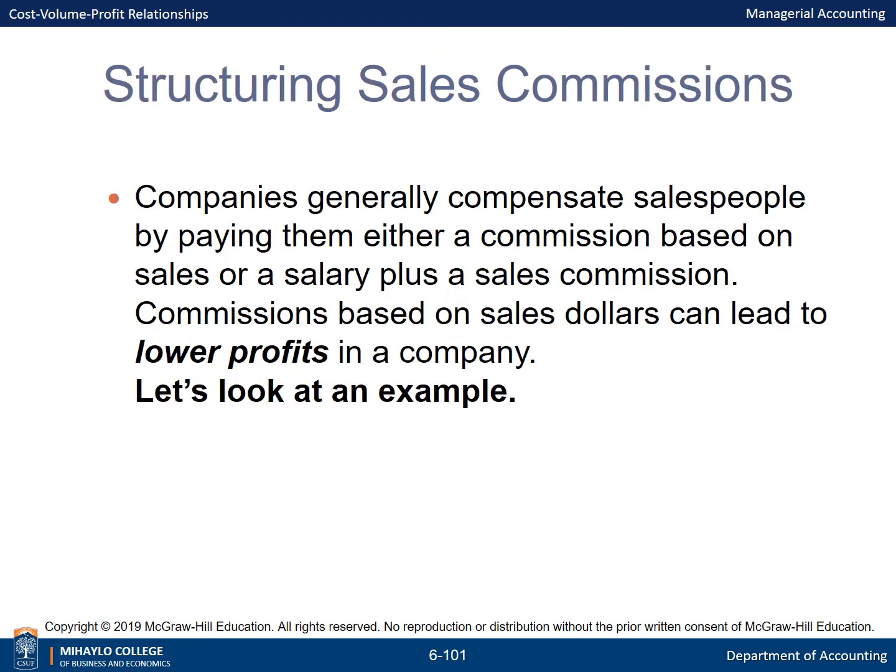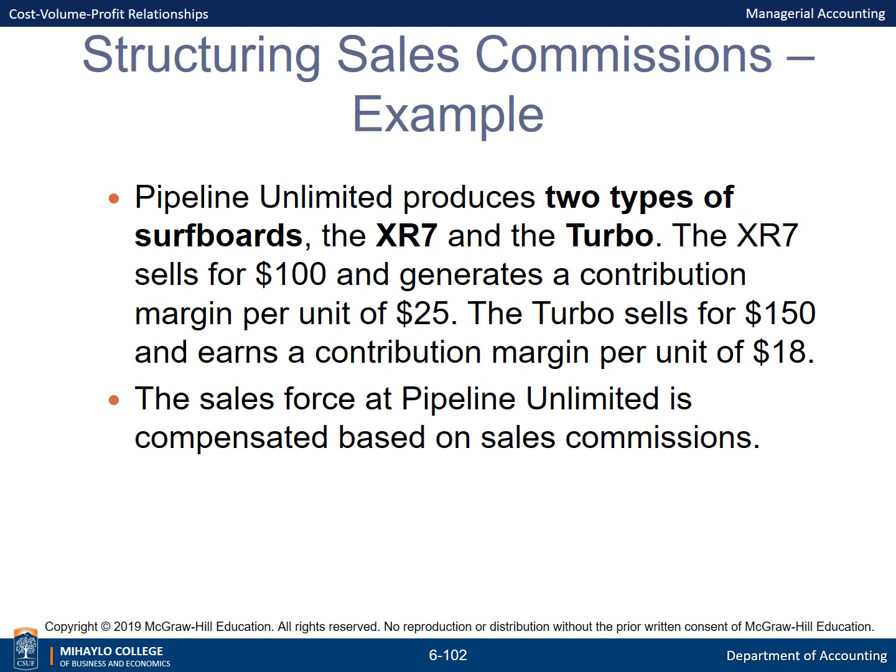Companies generally compensate salespeople by paying them either a commission based on sales or a salary plus a sales commission. Commissions based on sales dollars can lead to lower profits in a company. Let's look at an example. Pipeline Unlimited produces two types of surfboards, the XR7 and the Turbo. The XR7 sells for $100 and generates a contribution margin per unit of $25. The Turbo sells for $150 and earns a contribution margin per unit of $18.